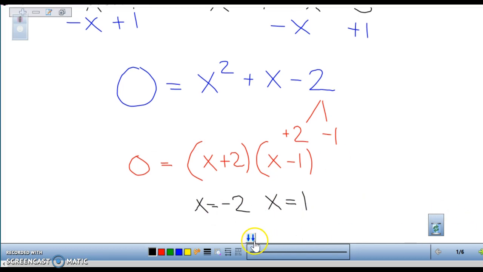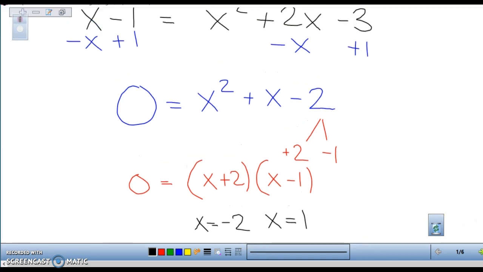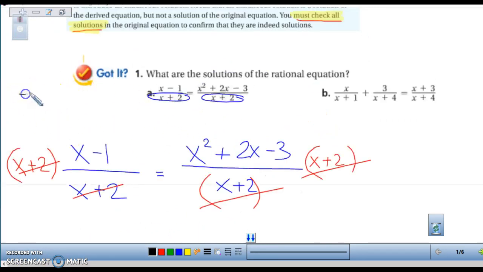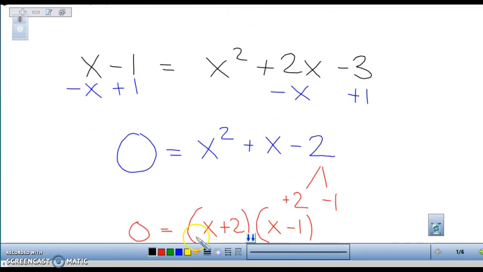Again, we need to check for extraneous solutions. We have to plug this back into our original equation and make sure that everything works out just fine. On the left, we have negative 2 minus 1 over negative 2 plus 2. Well, I see a problem already. If we plug in a negative 2, we get negative 3 divided by 0, and we can't divide by 0. So negative 2 does not work as a solution.